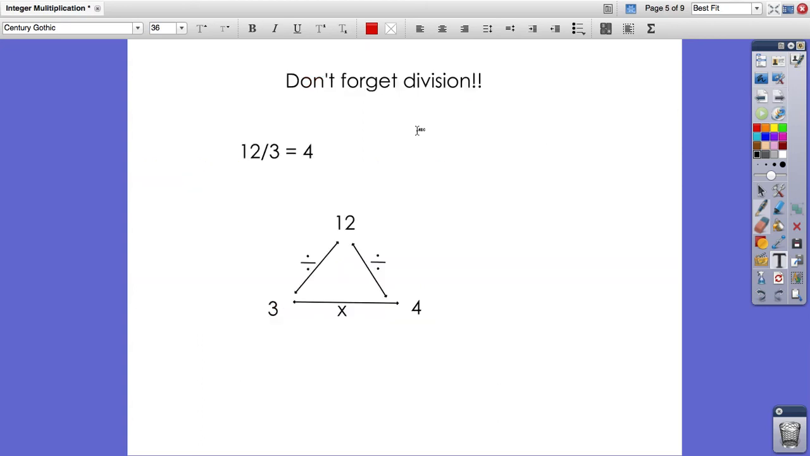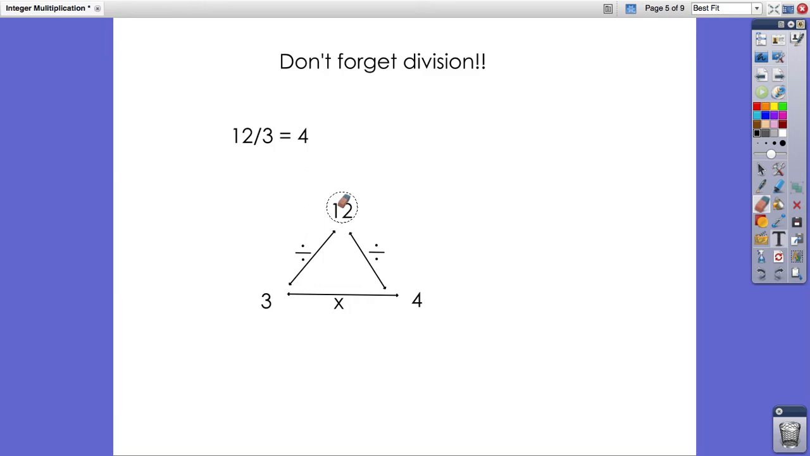All right. Don't forget about division. And one of the ways I wanted to explain division was just using these triangles really quick. So we know that 12 divided by 3 is 4. And so the way these triangles work, if you haven't seen them, is you can, let me grab something that you can follow along with here. You can follow the line, so to speak.